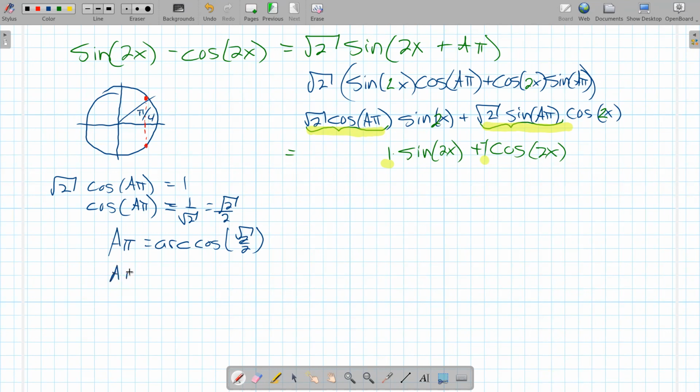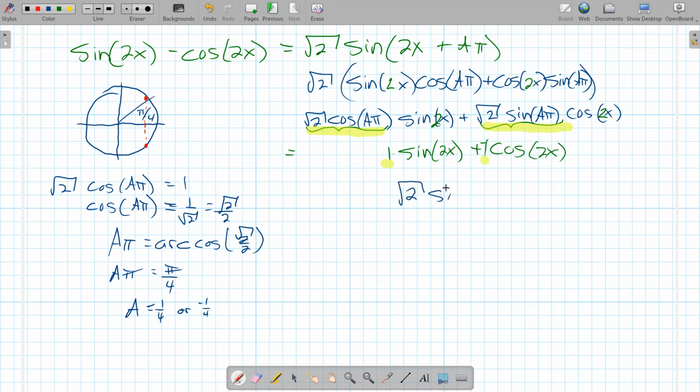So now I have a pi equals pi over 4. Divide the pi's out, and we get a is 1/4. Now, technically, a could also be -1/4 because we could use that angle down there too. So, or -1/4 would be an option. Let's see what this one says. Does it say the same thing?